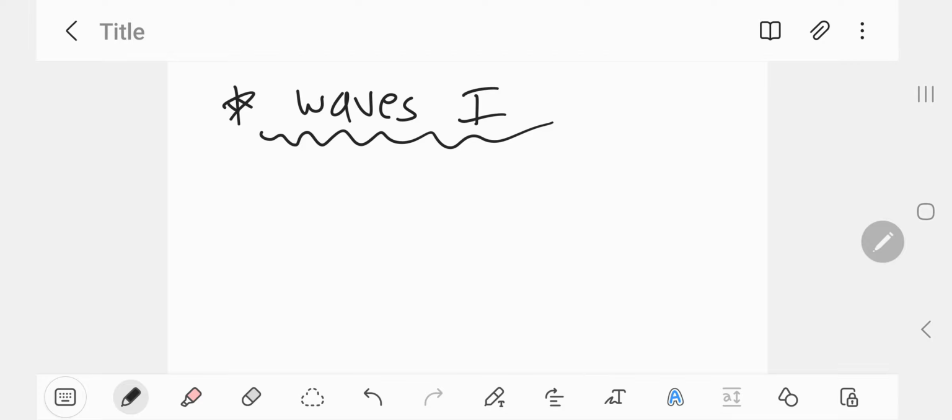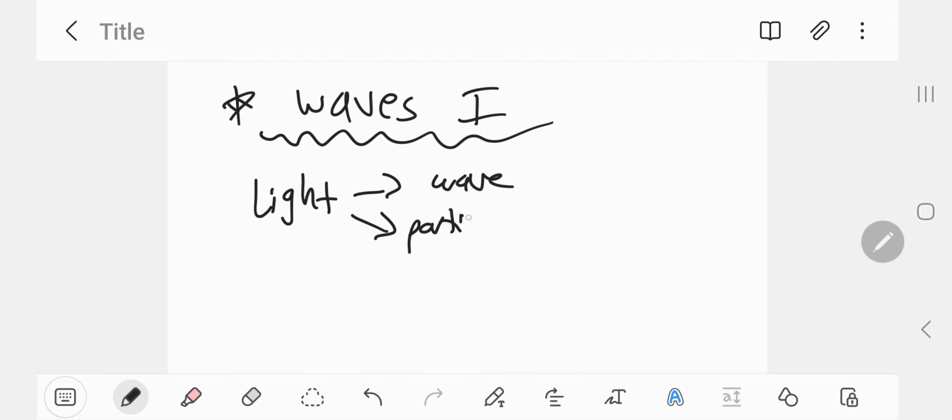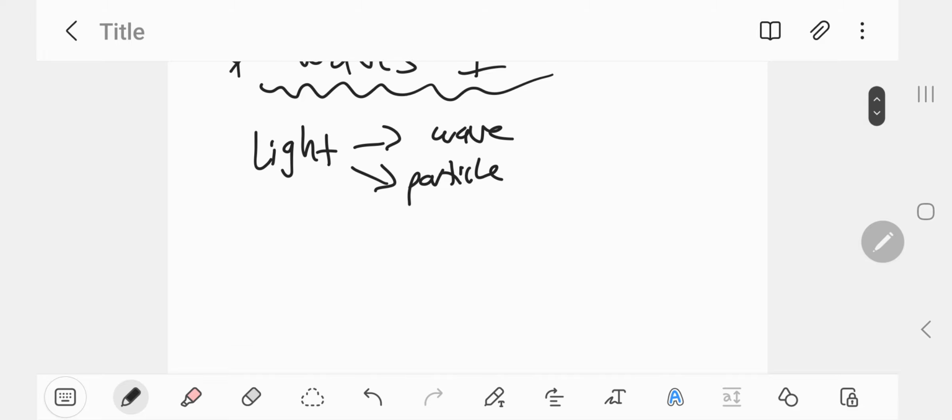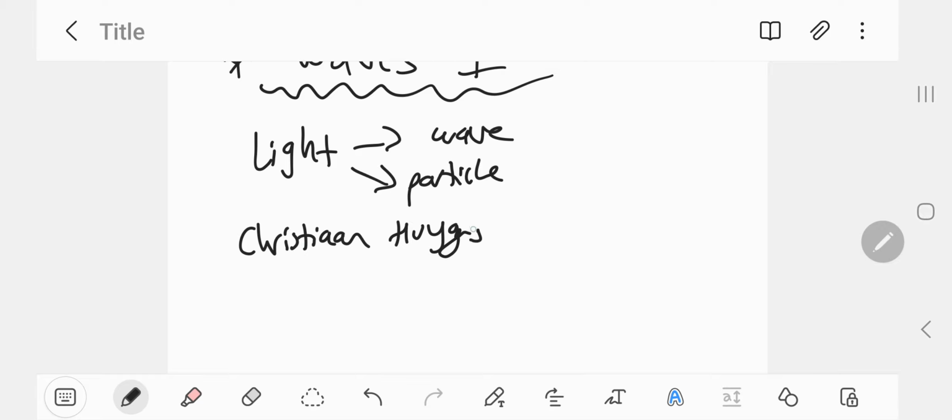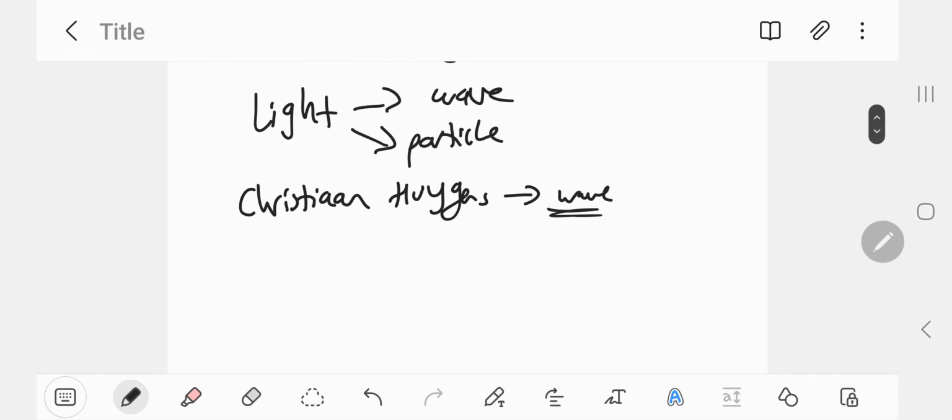Light has been shown to be sometimes a wave and sometimes a particle, depending on which experiment you do. Dutch physicist Christian Huygens put forth the wave model of light. He believed that light was a wave, and he explained how light reflects off surfaces, how it bends when it enters a substance, also known as refraction. Refraction is the bending of light as it passes through a substance. He also explained how it diffracts, so how it bends around an obstacle, and how it interferes with itself.